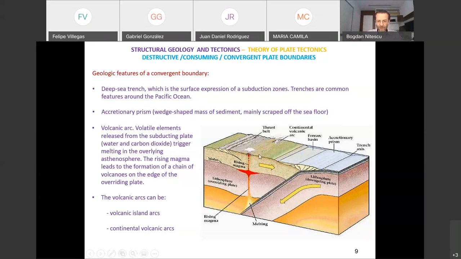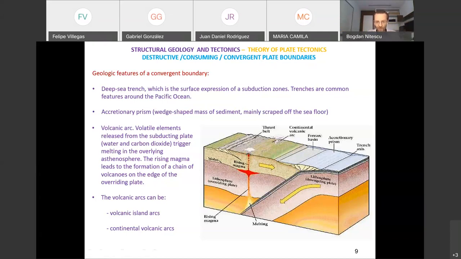I haven't mentioned it here, but there is something called a forearc basin. Forearc means in front of the arc. So the forearc basin is between the actual volcanic arc and the accretionary prism. So between these, you have this forearc basin. And then we have the volcanic arc.